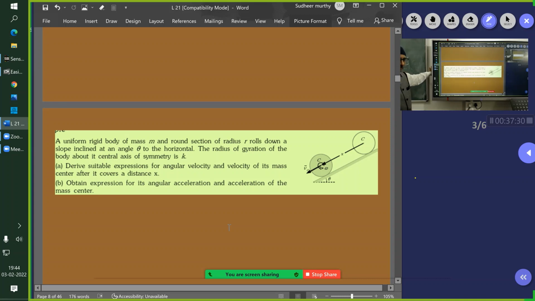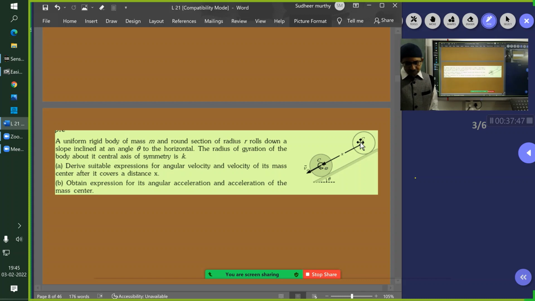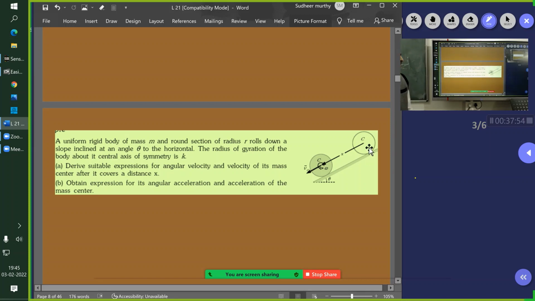I think we can handle this now. Yesterday we have done a similar problem. So now the only thing is you have to assume it starts with 0. It starts with 0, then it rolls down an incline.